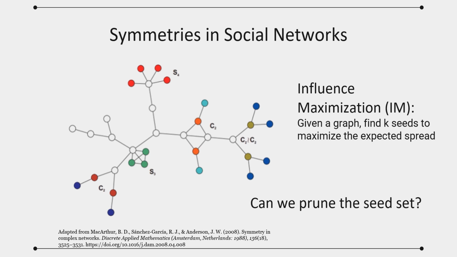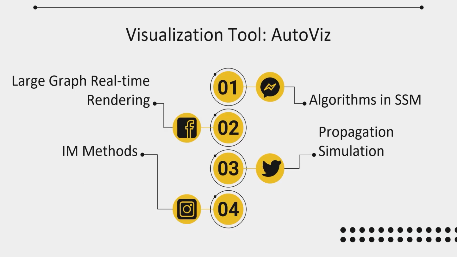For example, for brand promotion, it can save the cost as fewer KOLs are needed to achieve approximate influence. We developed a visualization tool to support our study on graph automorphism and influence maximization, which can handle large graphs, real-time rendering, and influence maximization in simulation, and it is equipped with both benchmark methods and our initiatives in symmetric subgraph matching and influence maximization.